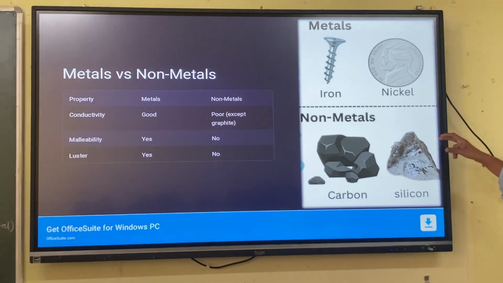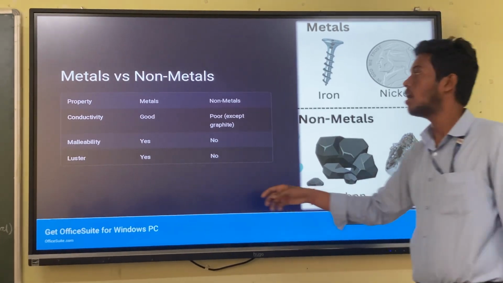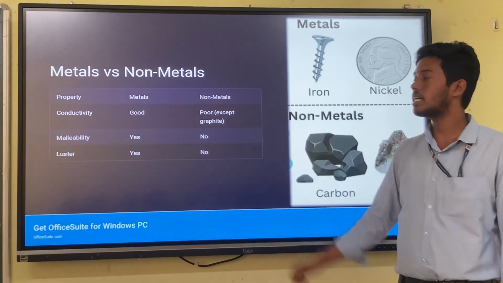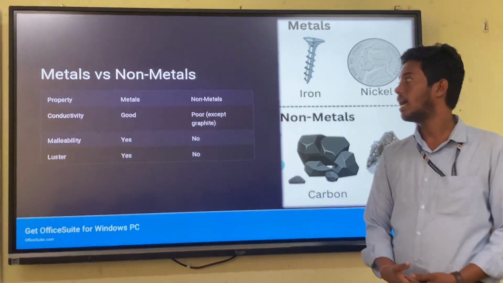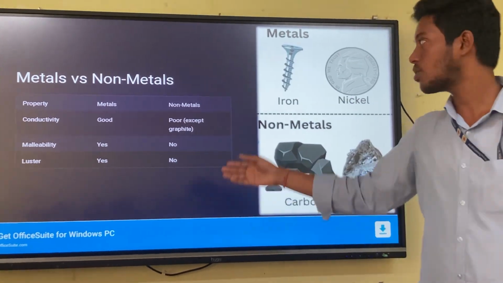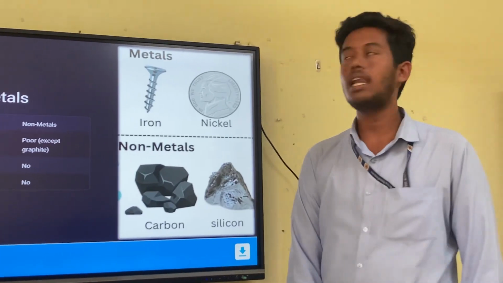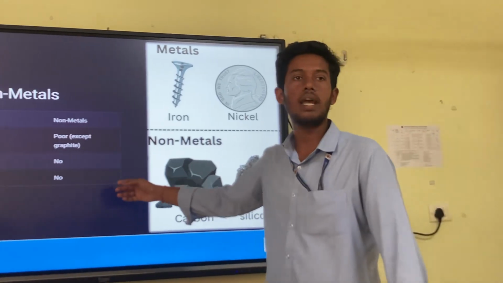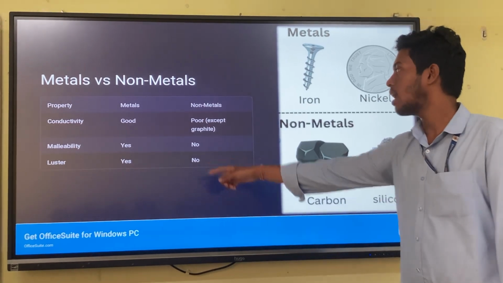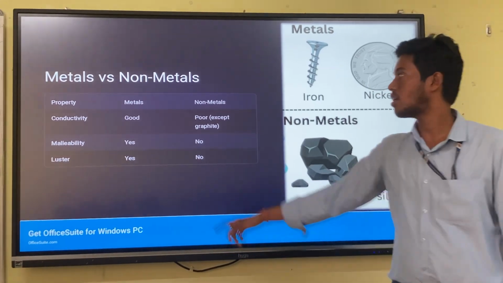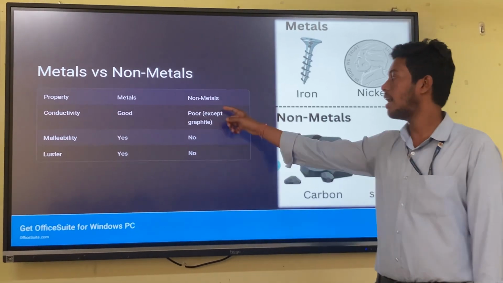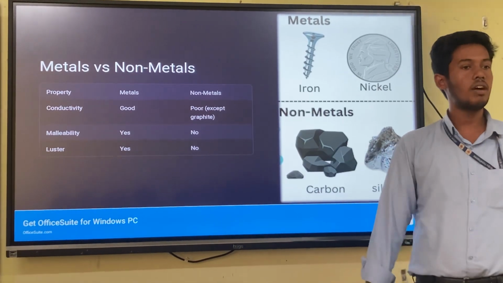Let's see a few differences between metals and non-metals. For conductivity, metals are good conductors and non-metals are poor conductors of electricity. In terms of malleability, we saw that we can form sheets out of metals, so metals have malleability. Non-metals don't. Yes, they break easily if we hammer them. This is luster. Metals have luster. Didn't we see it in the images? Yes. And non-metals don't have metallic luster.